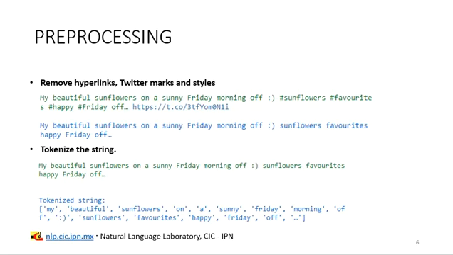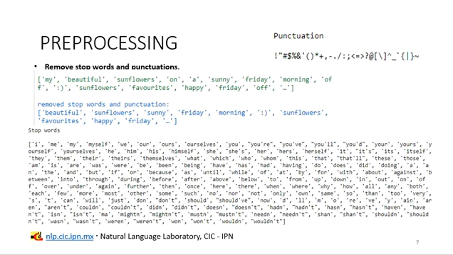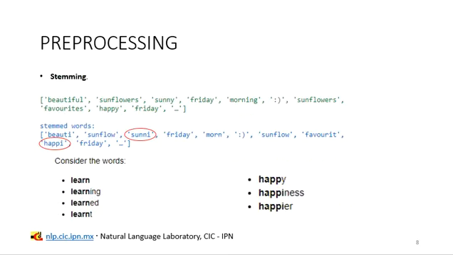In natural language processing, the preprocessing steps are comprised of the following tasks. Remove hyperlinks, Twitter marks, and styles. We would like to remove some substrings commonly used on the platforms like the hashtag, retweet mark, and hyperlinks. Tokenizing the string. To tokenize means to split the string into individual words without blanks or tabs. Removing stop words and punctuation. Stop words are words that don't add significant meaning to the text. Stemming is the process of converting a word into its most general form or stem.